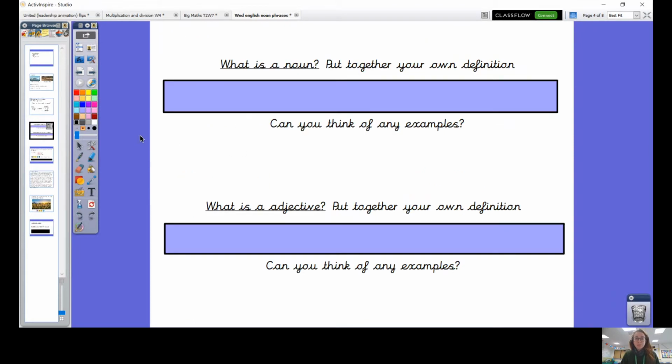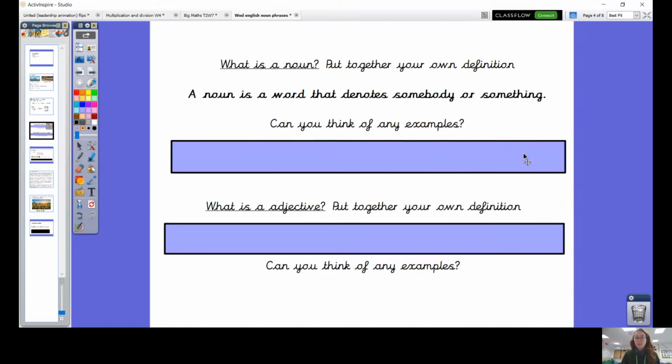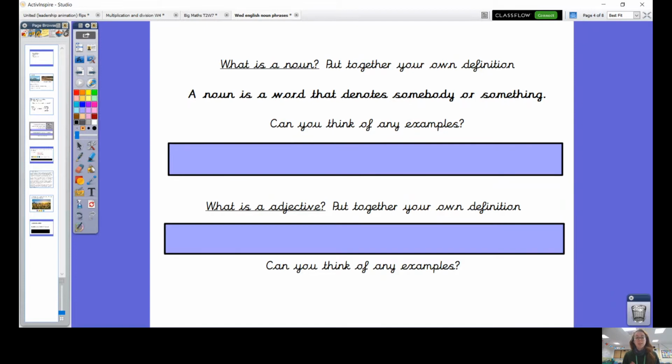So for today's lesson, we're looking at noun phrases, so we need to understand what a noun is. Have a think about what a noun is. You might want to write your own little definition in your book if you'd like to, and you could think of some examples. So my definition is a noun is a word that denotes somebody or something. We often say it's a person, a place, or an object.